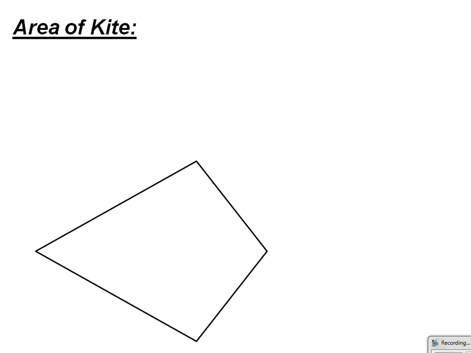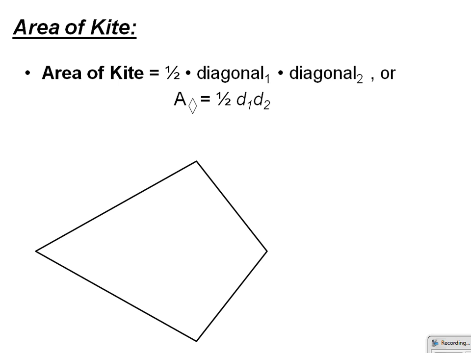Now finally, the area of a kite. The area of a kite is defined as 1/2 times the length of diagonal 1 times the length of diagonal 2. Now since we haven't worked with diagonals yet, remember that diagonals are the lines that go through and across a quadrilateral or other polygon that goes from one vertex to a non-consecutive vertex.